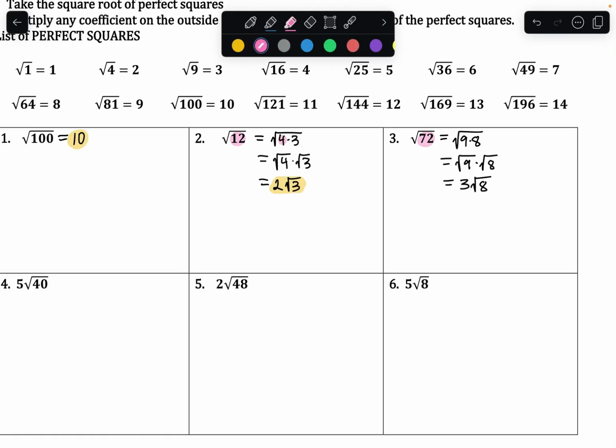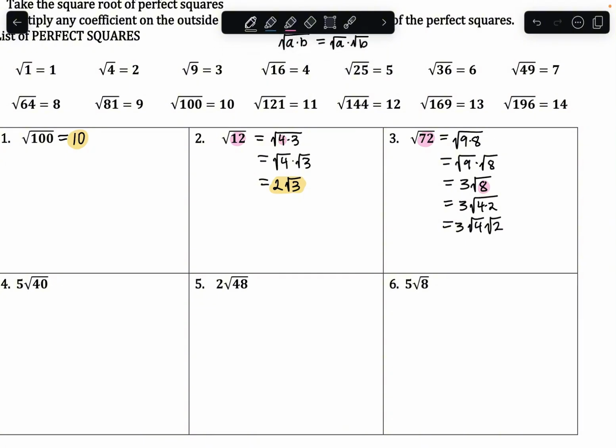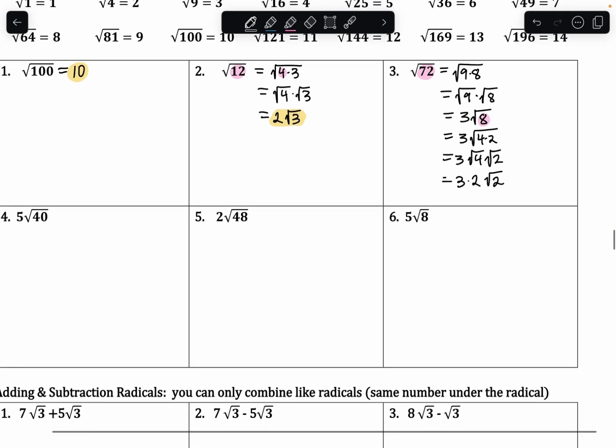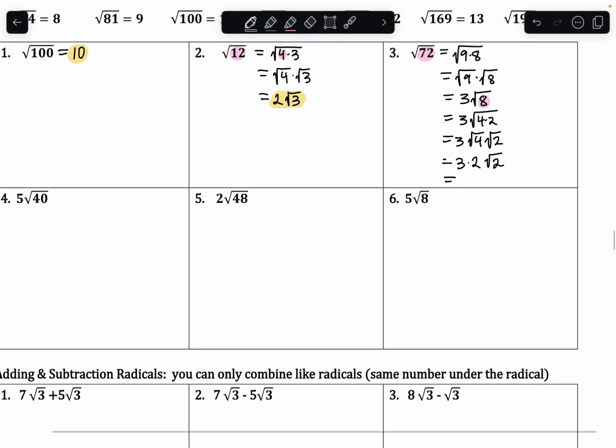Now I'm not quite done, because 8 still has a perfect square factor, because 8 is 4 times 2. And so I can break the 4 and the 2 up. And square root of 4 is just 2 with no square root. And then that other 2 under the radical has to stay. And so I have a 3 and a 2 outside getting multiplied, so that is 6. And then that square root of 2 just stays. They're all just being multiplied.